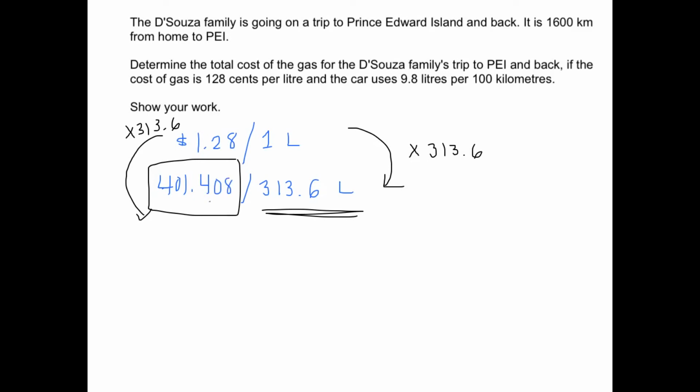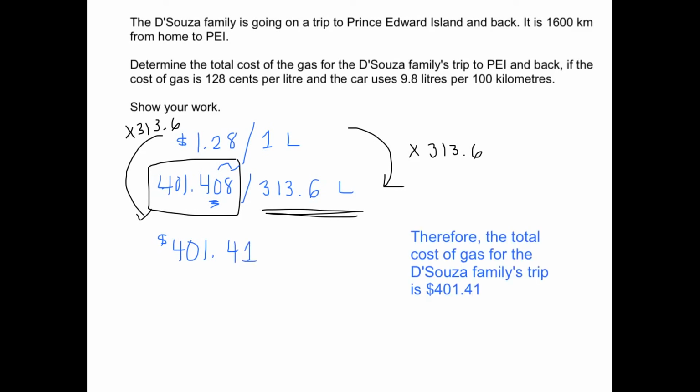But what is this rounded to the nearest cent? It's either going to be 40 cents or 41 cents. Well, if we look at the number next to 0, the number is 8. That's a number that's greater than 5. So if the number is 5 or greater, we always round up. So the total cost for 313.6 liters would be $401.41. Therefore, we just found that the total cost of gas for the D'Souza family's trip is $401.41. And that's because they used 313.6 liters of gas and they traveled a total of 3,200 kilometers.